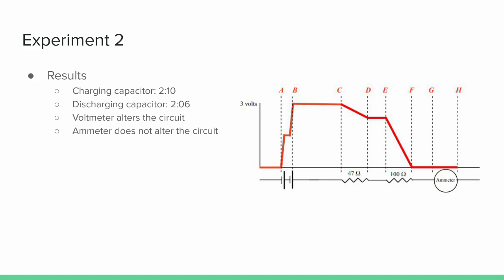The results of experiment 2 are as follows. The capacitor took 2 minutes and 10 seconds to charge, while it took 2 minutes and 6 seconds to discharge. Adding the voltmeter alters the circuit, but adding the ammeter does not.